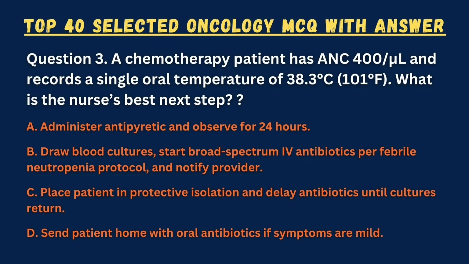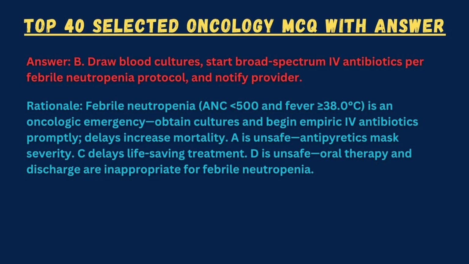C. Place patient in protective isolation and delay antibiotics until cultures return. D. Send patient home with oral antibiotics if symptoms are mild. Answer. B. Draw blood cultures, start broad-spectrum IV antibiotics per febrile neutropenia protocol, and notify provider.